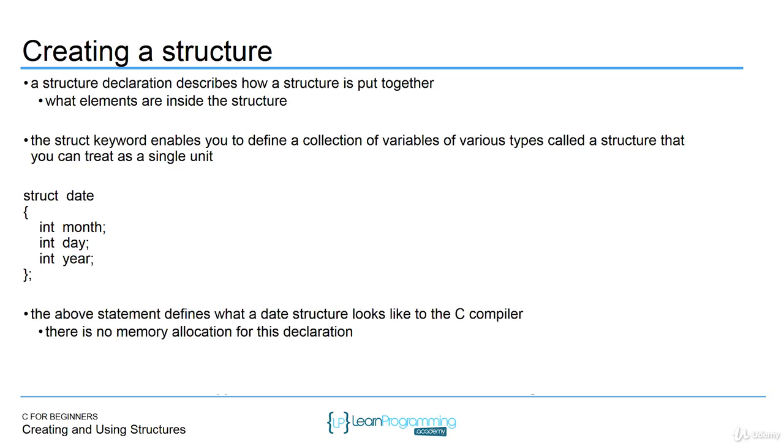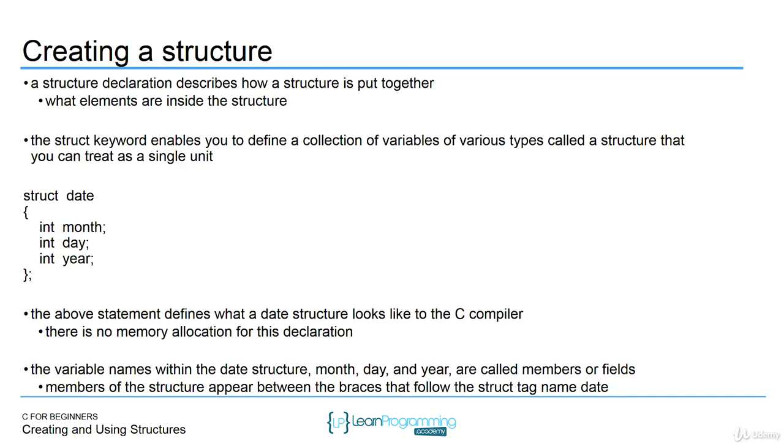So this is a statement again. It defines a date structure that the C compiler will understand. It tells the C compiler what this date structure is going to contain: three elements, month, day, and year. There is no memory allocation for this declaration. Again, what you're saying is this is a structure that exists. I haven't started using it yet. I just said this is how it's going to be defined. This is going to be the date structure, and this is what it consists of.